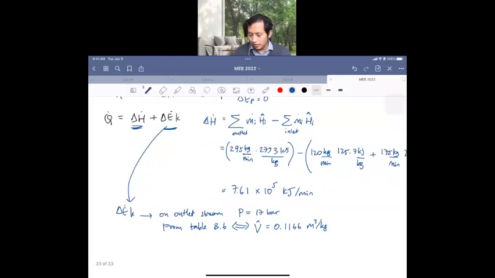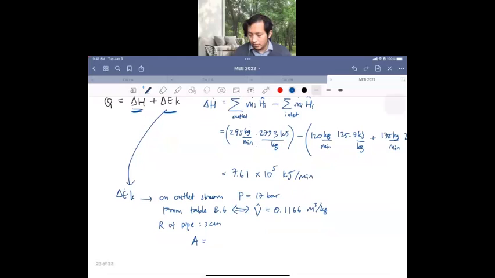The radius of the pipe is 3 centimeters, right? The diameter is 6. So the cross-section area is pi r squared. It's supposed to be 3.14 something, multiplied by 3 squared, and using some conversion, this is 2.83383.